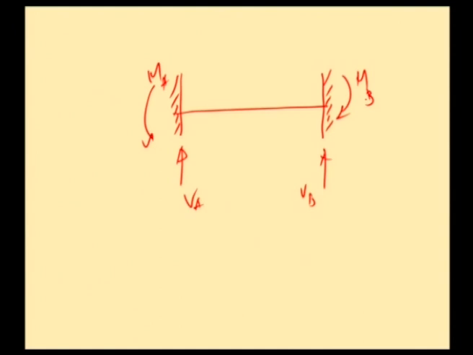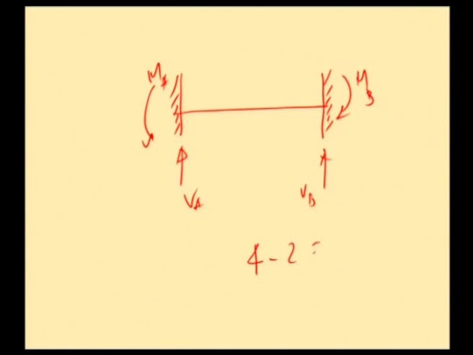So, there are 4 unknowns and the conditions of equilibrium, neglecting the condition sigma H equal to 0, because we are not considering horizontal reactions, will be 2. Therefore, 4 minus 2 equal to 2. Therefore, a fixed beam will be statically indeterminate to 2 degrees.